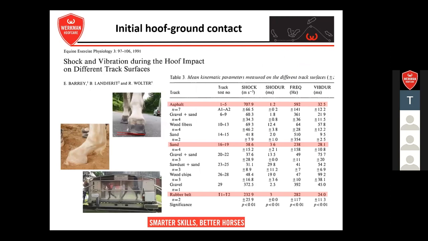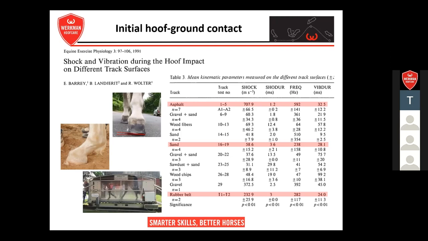And there's a very nice study on how different track surfaces affect the hoofs by shock, vibration, and also impact. I just highlighted some relevant surfaces, for example, asphalt, sand, and rubber belts. If you compare, for example, the properties of asphalt and sand, if the hoof lands on asphalt, it has almost 10 times higher shock than the same hoof landing on sand. And we have a lot more than half of the vibrations more on asphalt than on sand.